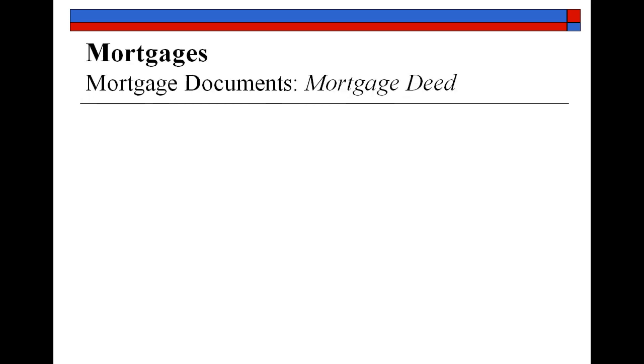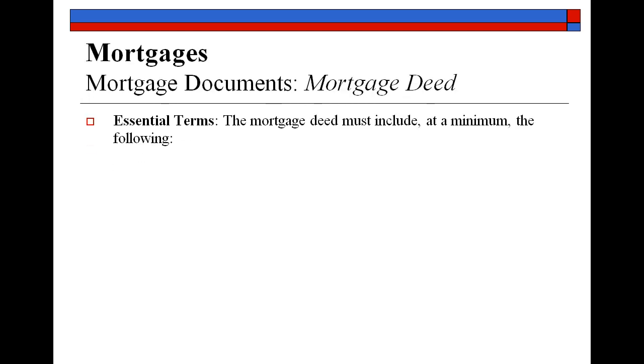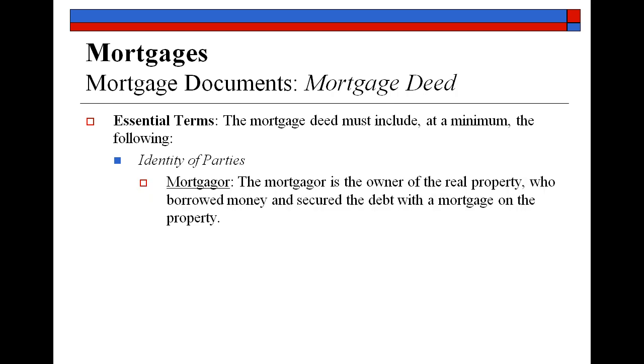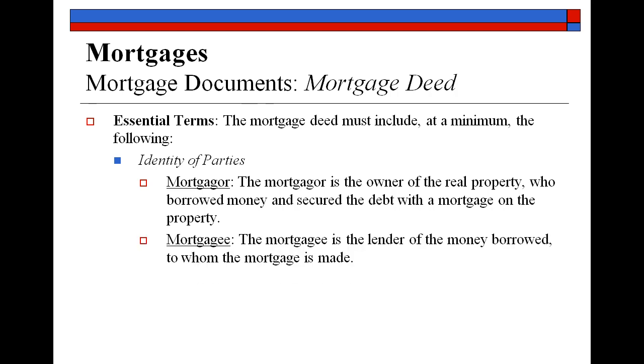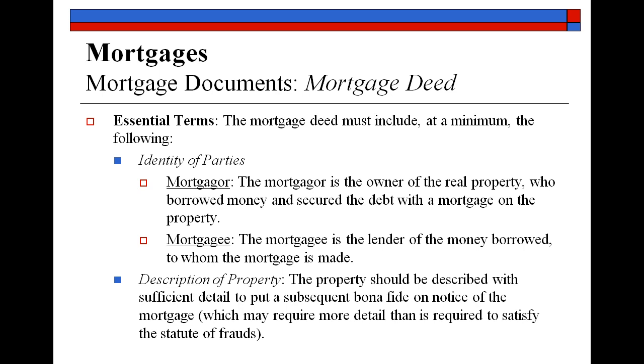Essential terms must be included in the mortgage document. At a minimum, the mortgage document has to identify the parties to the mortgage. And let's review a little bit of vocabulary here. The mortgagor is the owner of the real property, the person who is going to buy the property, who borrows money and secures the debt with a mortgage on the property. The mortgagee is the lender of the money that's borrowed, the bank or the financial institution to whom the mortgage is made.